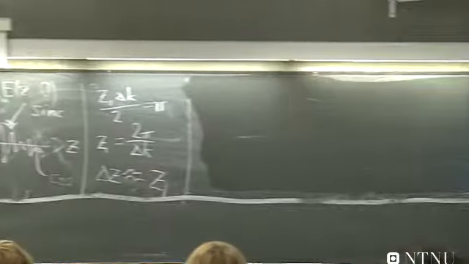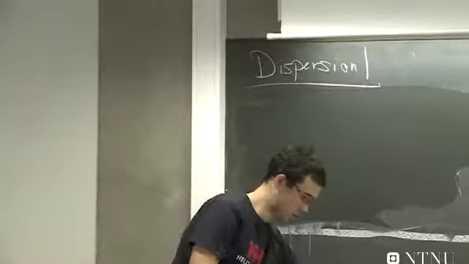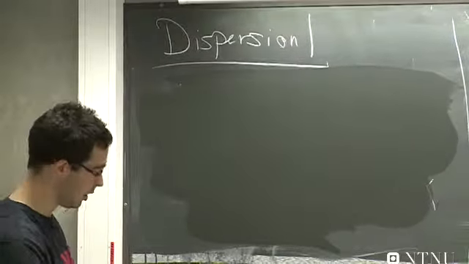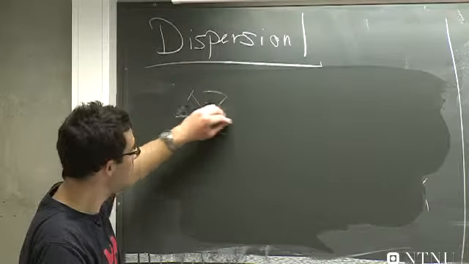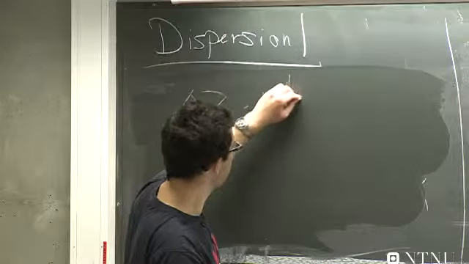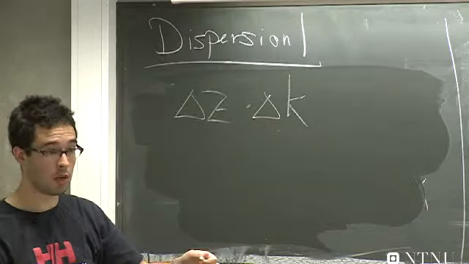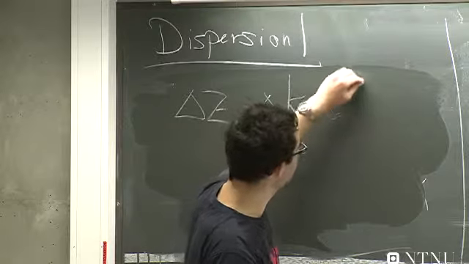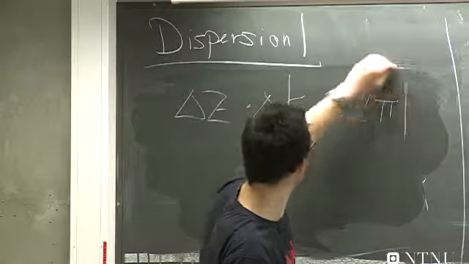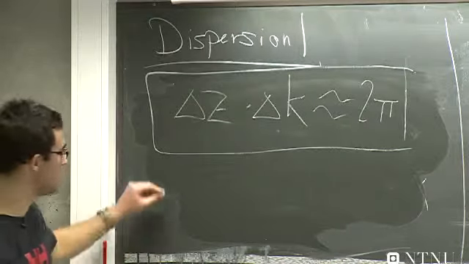All right. And what this means, delta z as a function of delta k. What you get in the end is that delta z times delta k, so the width of the pulse times the width of the frequencies, I mean how many frequencies are put in, is roughly equal to 2 pi. And this is what we call the classical uncertainty relation.